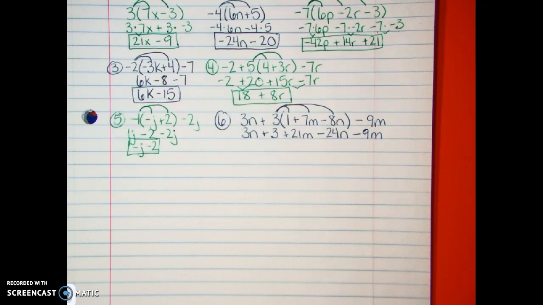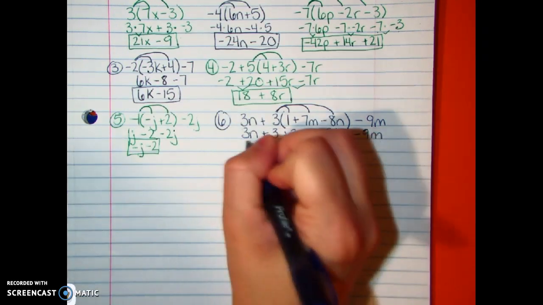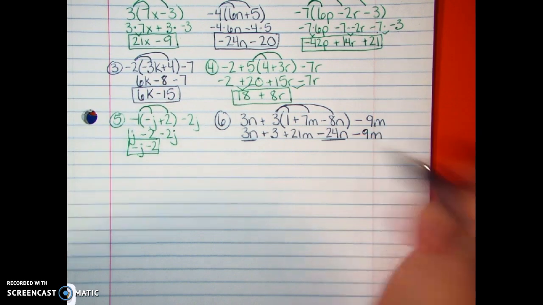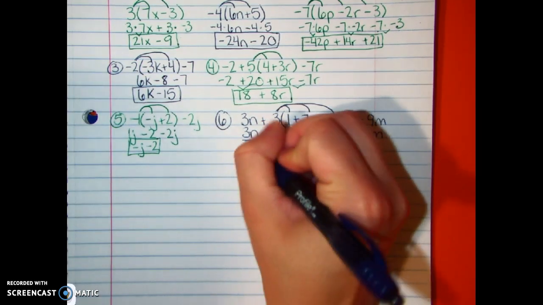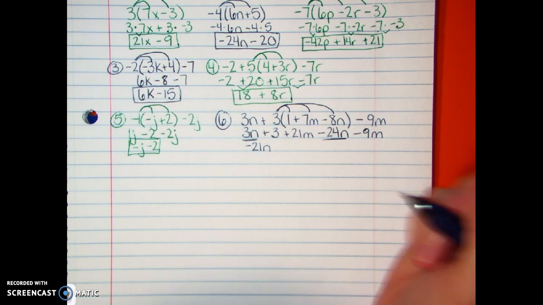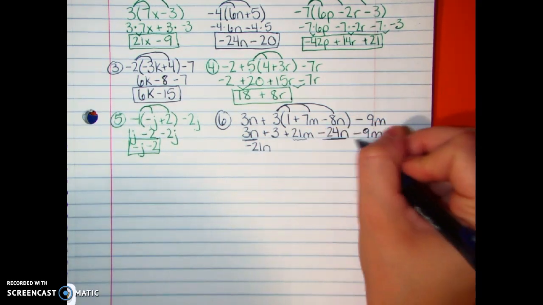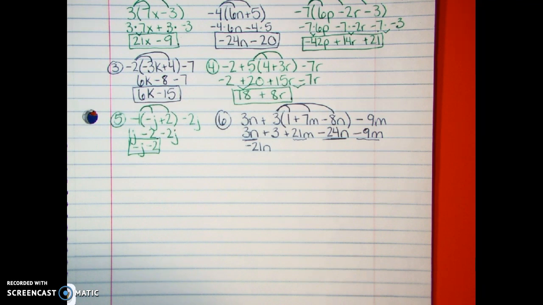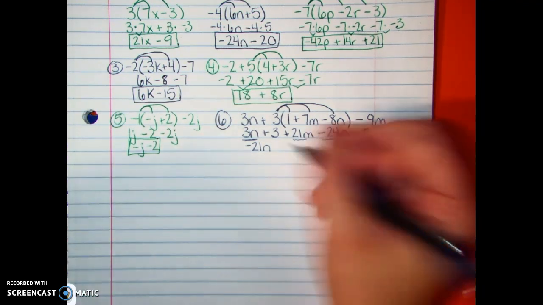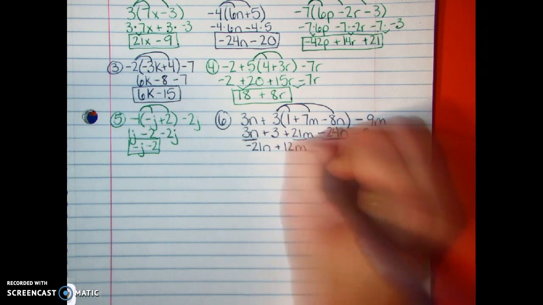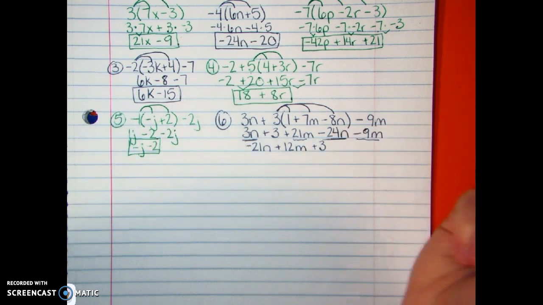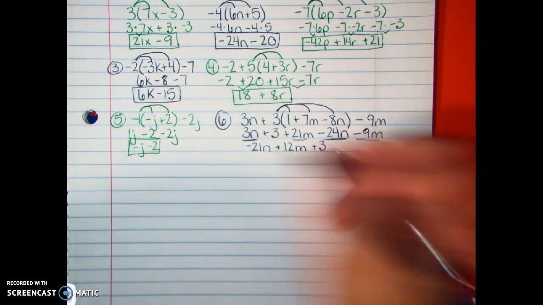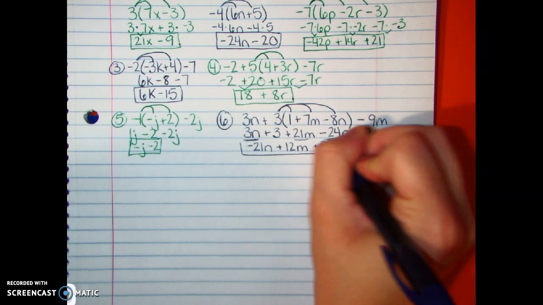Okay, now you're going to combine any like terms that you see. I see a 3n and a negative 24n. So 3 minus 24 is negative 21n. And then with the m's, I see I have a 21 and a 9. 21 minus 9 is a positive 12m. 3 does not have anything to combine with, so I'm just going to bring that down. And that is as far as I can go. I can't combine anything else.